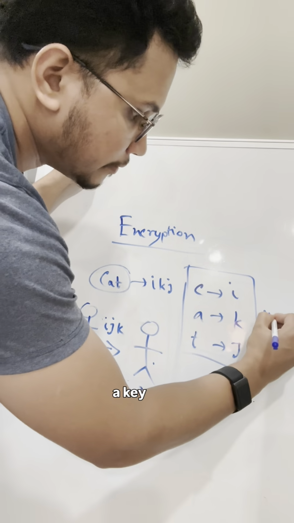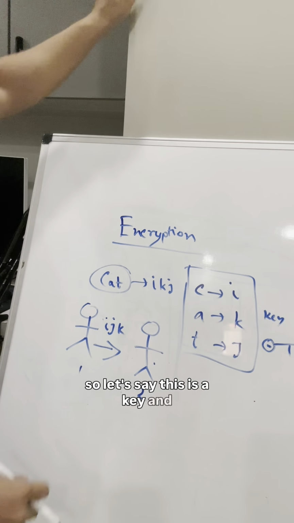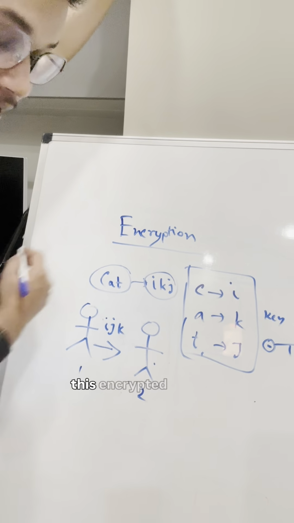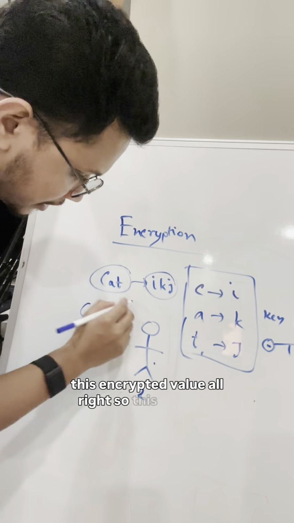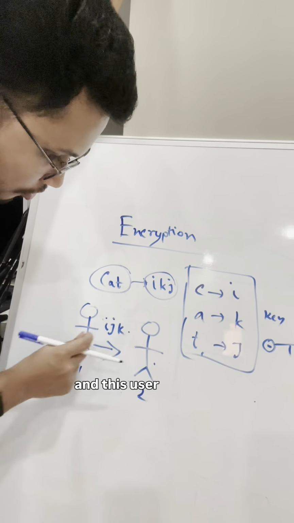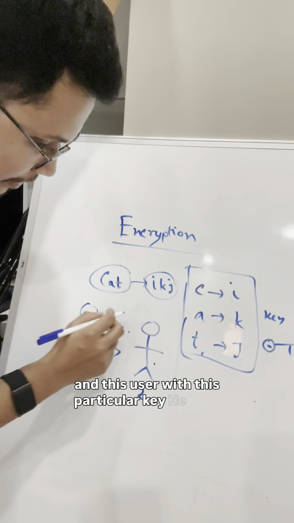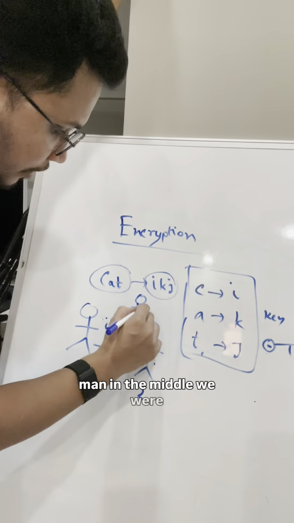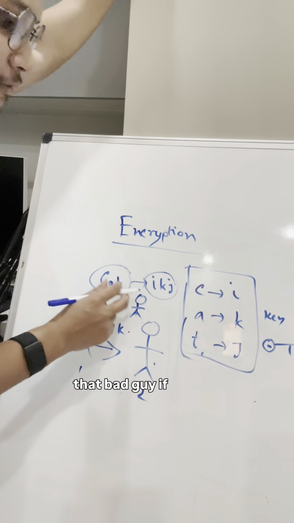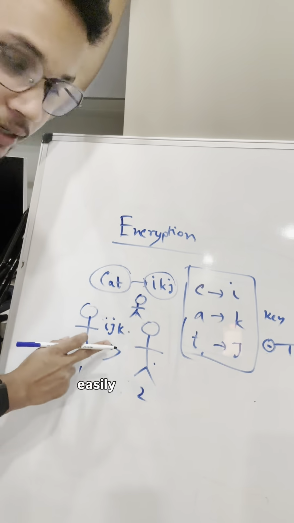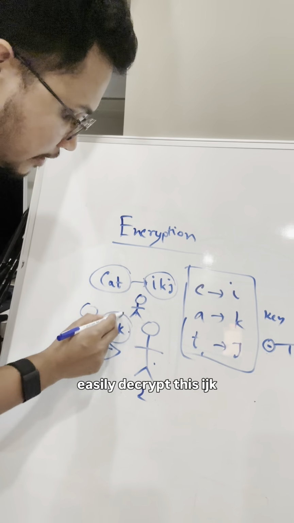Now, I send this encrypted message, and also send this key. Let's call it a key. And this is an algorithm to decrypt this encrypted value. So this user can send this encrypted value, and the other user with this particular key can easily decrypt it. Now, if that man in the middle, that bad guy, does not know this key, then there is no way he can easily decrypt IJK into CAT.